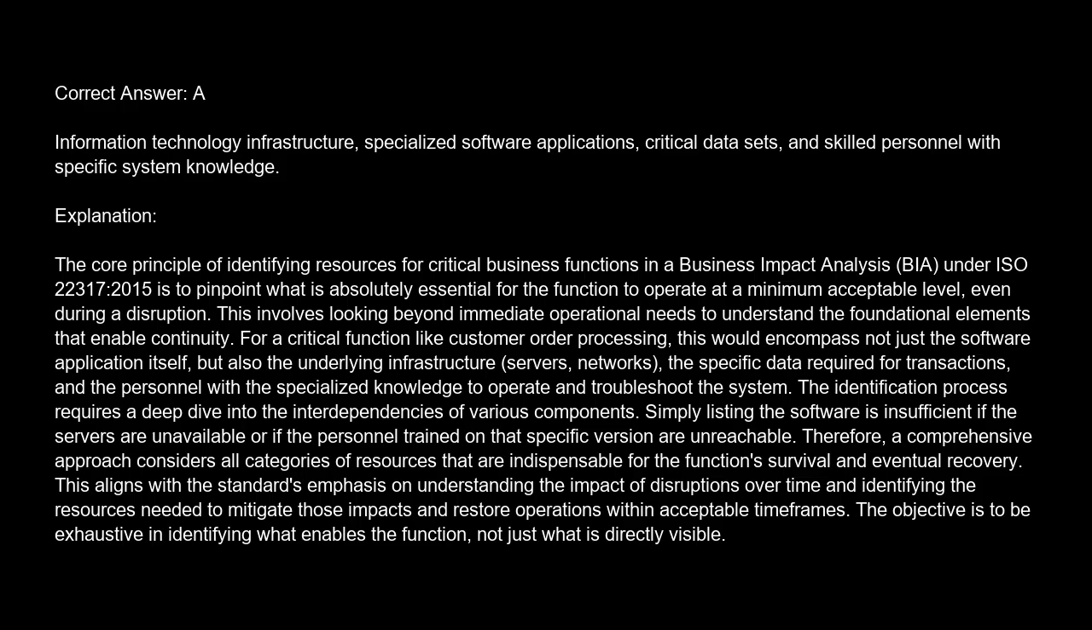For a critical function like customer order processing, this would encompass not just the software application itself, but also the underlying infrastructure, servers, networks, the specific data required for transactions, and the personnel with the specialized knowledge to operate and troubleshoot the system. The identification process requires a deep dive into the interdependencies of various components. Simply listing the software is insufficient if the servers are unavailable or if the personnel trained on that specific version are unreachable. Therefore, a comprehensive approach considers all categories of resources that are indispensable for the function's survival and eventual recovery. This aligns with the standard's emphasis on understanding the impact of disruptions over time and identifying the resources needed to mitigate those impacts and restore operations within acceptable timeframes. The objective is to be exhaustive in identifying what enables the function, not just what is directly visible.